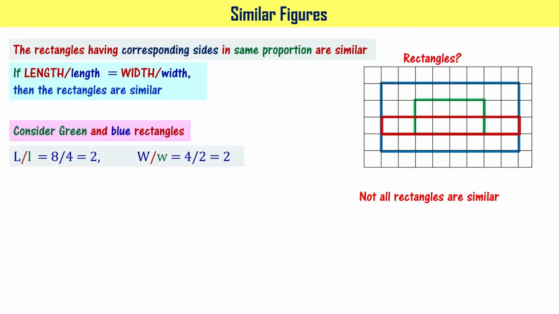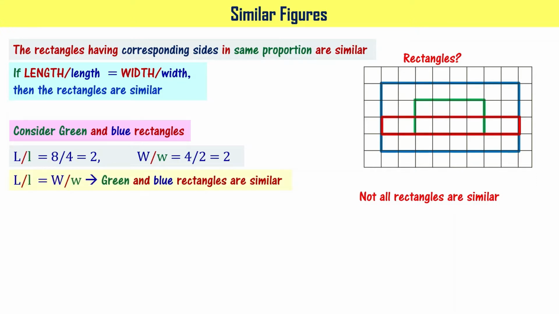As you see, the length of blue color rectangle is 8 units and width is 4 units, right? Length of green color rectangle is 4 units and width is 2 units. Now if I take ratio of lengths, capital L by small l denoted using capital L for blue and small l for green, their ratio is 8 by 4, that is equal to 2. When you take ratio of widths of these two rectangles, that is also equal to 2, right? It means we can say that L by l equal to W by w, right?